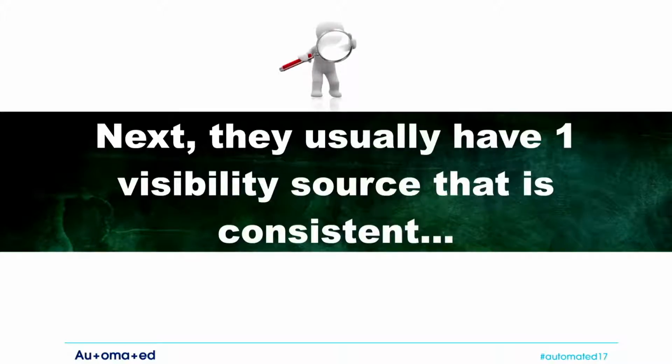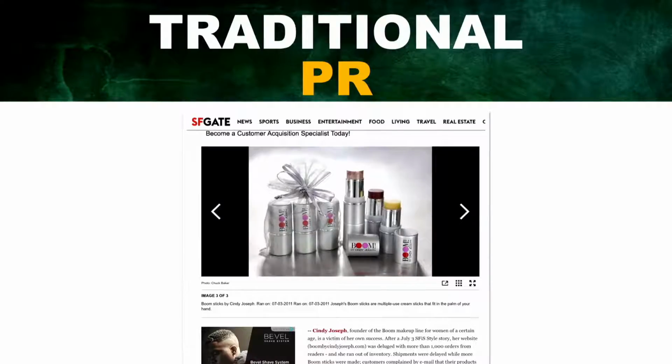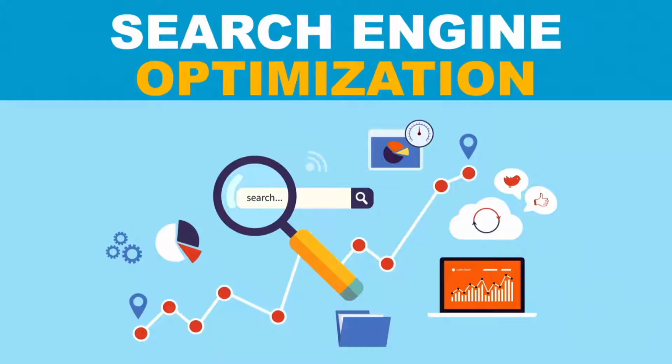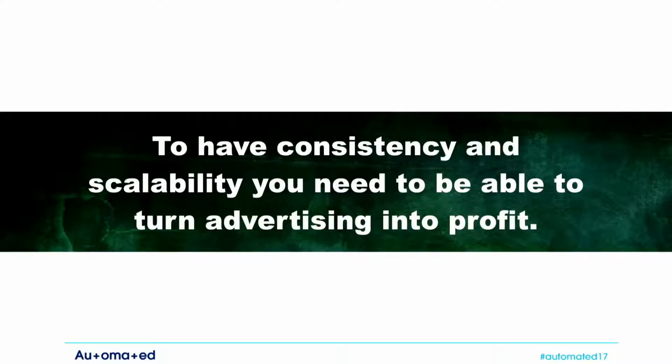Secondly, they usually have one source of visibility that's consistent. So in general, the non-scalable sources of visibility are like traditional press, where you get newspaper and magazine articles and videos on news shows. Search engine optimization, kind of hard to monitor and scale that, but some people do make it on that. Influencer endorsements, again, kind of hard to be consistent with, but some people make it on that. But my viewpoint is that to have consistency and scalability, you've got to be able to turn advertising into profit, which is what this presentation is about today, and it's what I'm going to show you how to do.